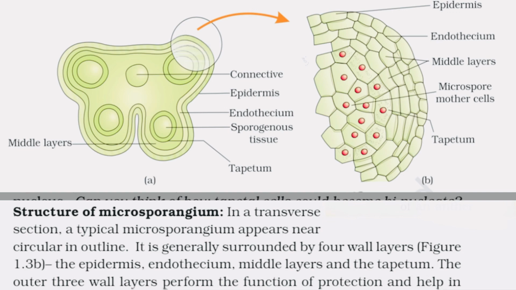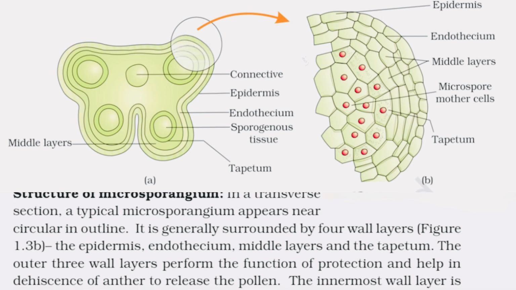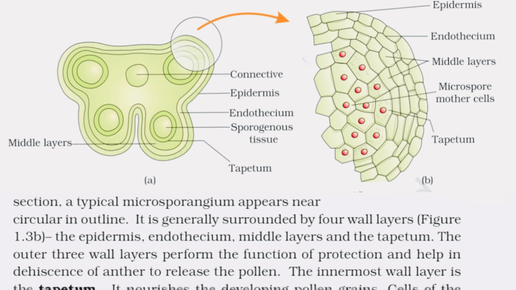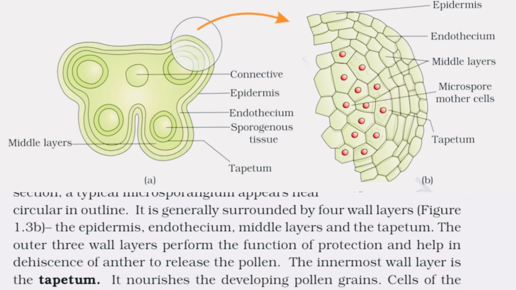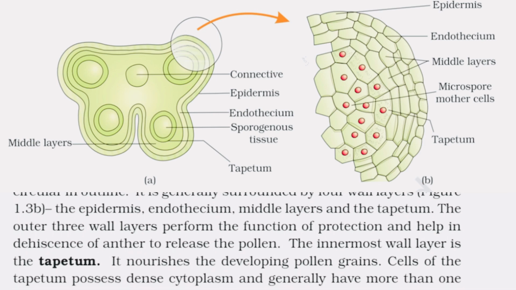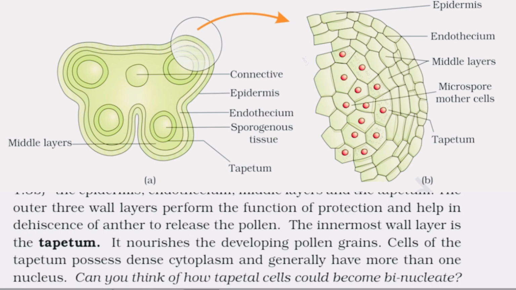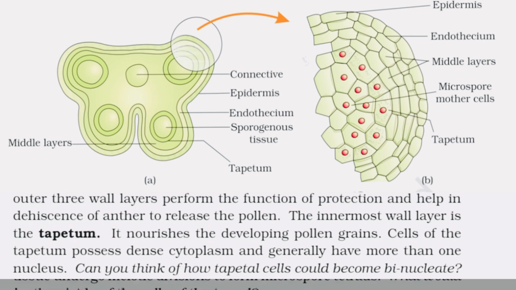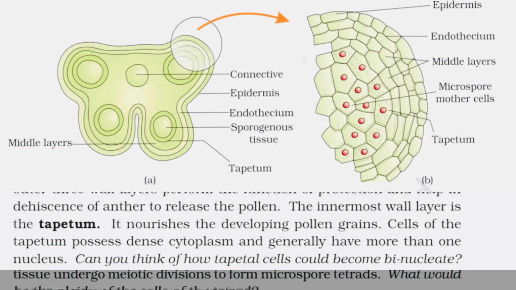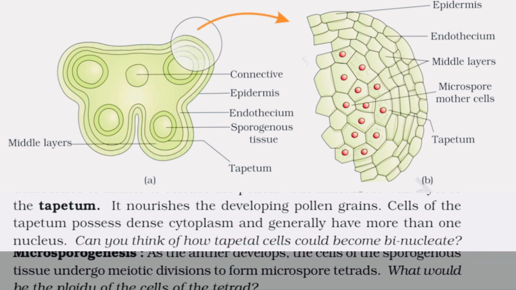It is generally surrounded by 4 wall layers: the epidermis, endothecium, middle layers and the tapetum. The outer 3 wall layers perform the function of protection and help in dehiscence of anther to release the pollen. The innermost wall layer is the tapetum. It nourishes the developing pollen grains. Cells of the tapetum possess dense cytoplasm and generally have more than one nucleus.